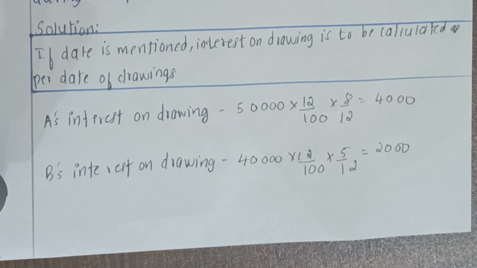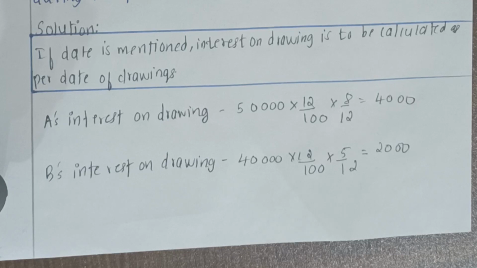Similarly for B it is rupees 40,000 into 12 by 100 into 5 by 12. Why 5 by 12? Because the drawing was on 1st November. So count the entire months of November, December, January, February and March. So it comes to 5 months. Therefore 5 by 12, which comes to rupees 2,000. I hope you all have understood this case.